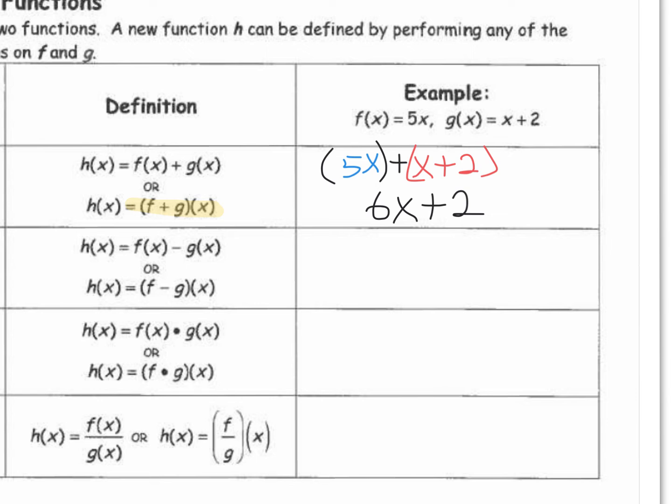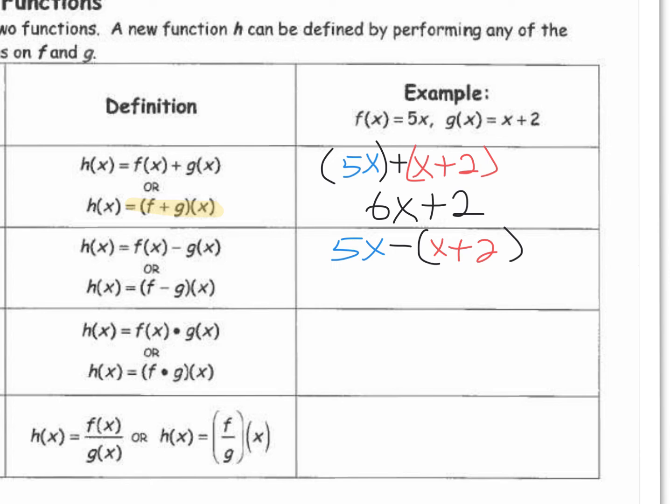All right, let's take a look at this subtraction one. We have f minus g of x, so we're subtracting f of x minus g of x. Okay, so same functions we're using for these examples, but we have 5x minus, and then definitely put this in parentheses, x plus 2.